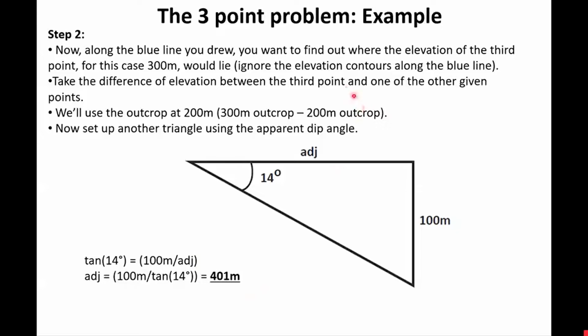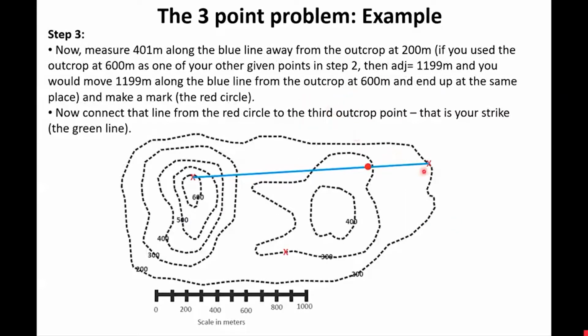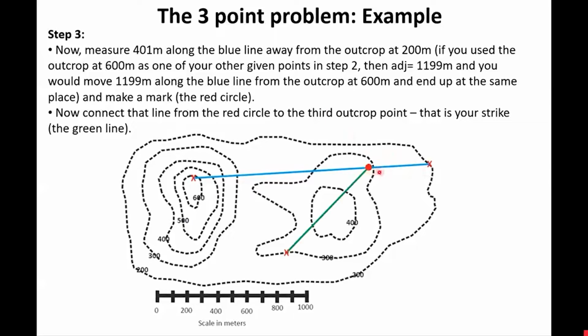Now remember, we worked from that lower elevation point, so it's 401 meters from this point up along the blue line to a point that exists at the same elevation as our observation point here. All right, it's almost on the contour line over here, but it's not exactly. Therefore, the true dip is somewhere greater than the apparent dip.